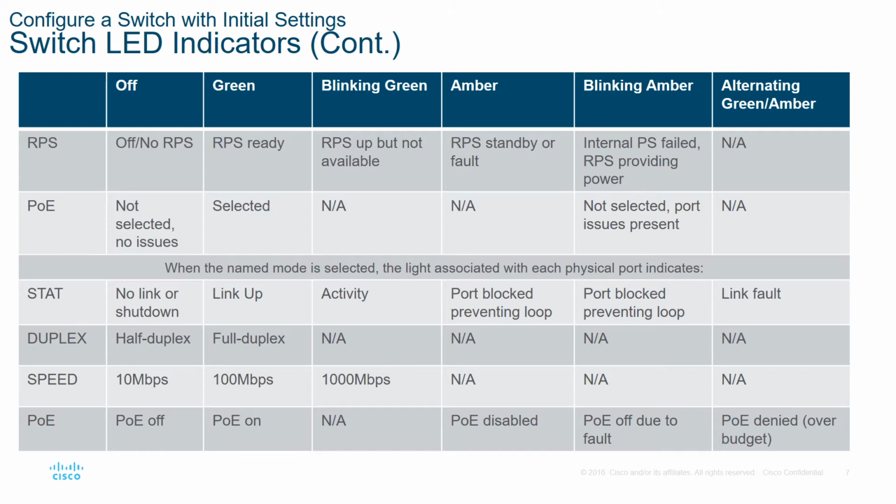If the RPS LED is amber, meaning that the RPS is in standby mode or in a fault mode. If the RPS LED is blinking amber, meaning that the switch internal power supply fails and it is getting the power from the RPS system. In the same way, if the PoE LED is off, it means the switch has not selected the PoE for operation. If the PoE LED is green, meaning that the switch has selected the PoE for operation.